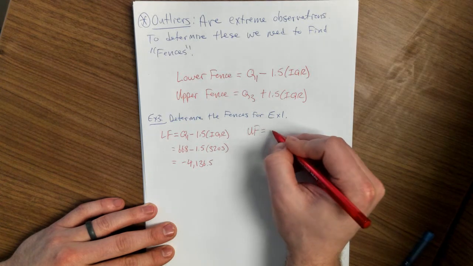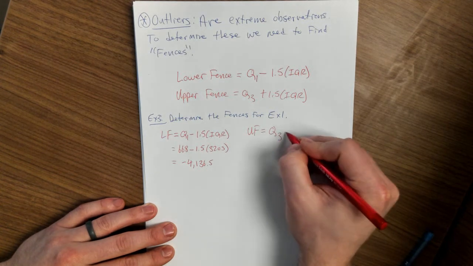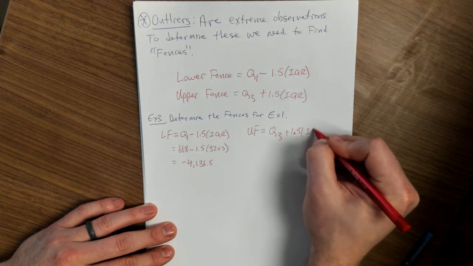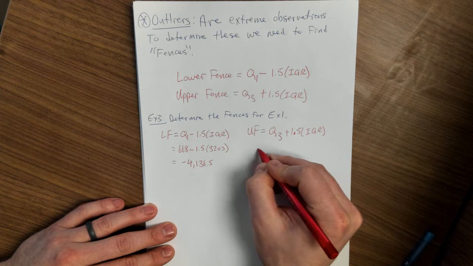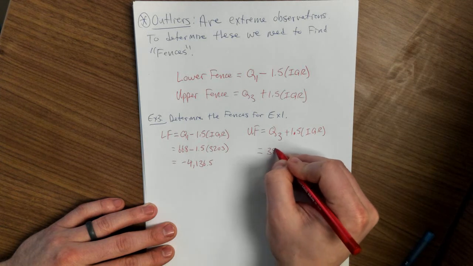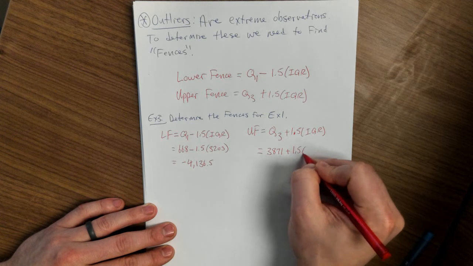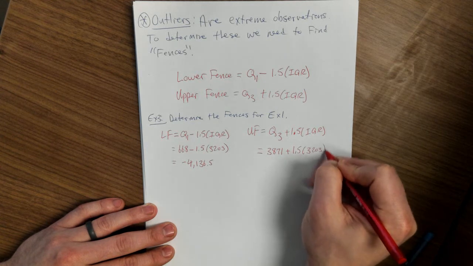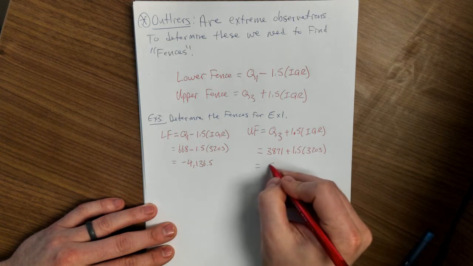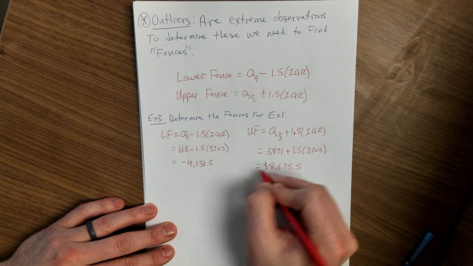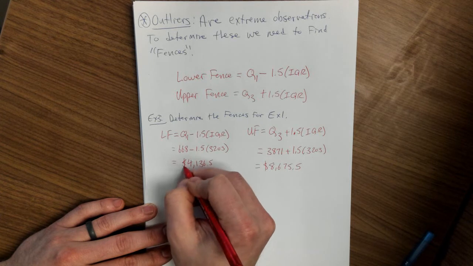Upper fence, write the formula again. It's Q3 plus 1.5 times IQR. Plugging in everything we know. This is 3871 plus 1.5 times 3203. Plugging that in the calculator, you get 8,675.5, and these are dollars.